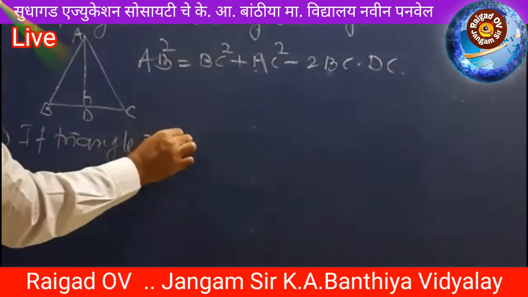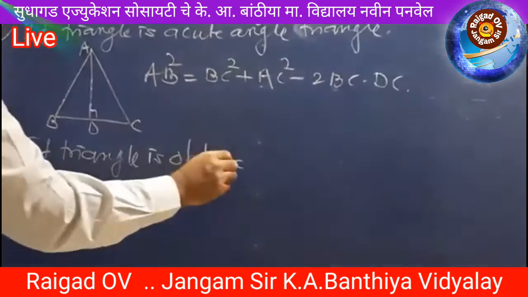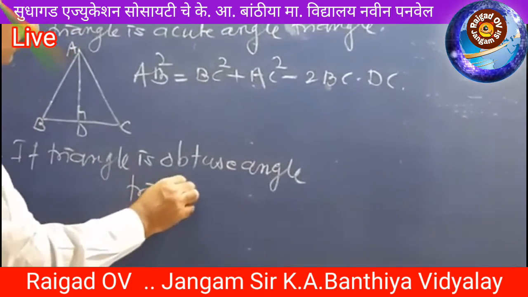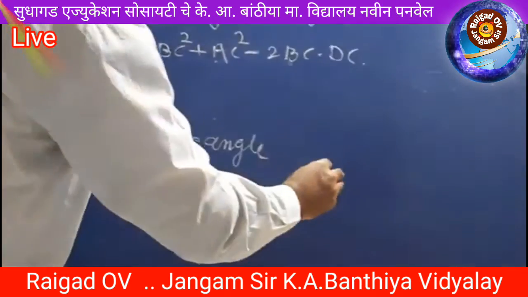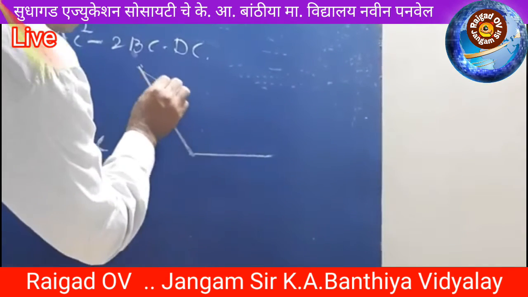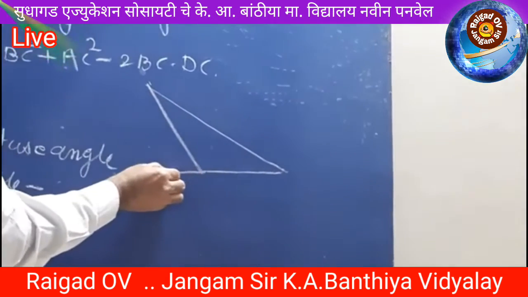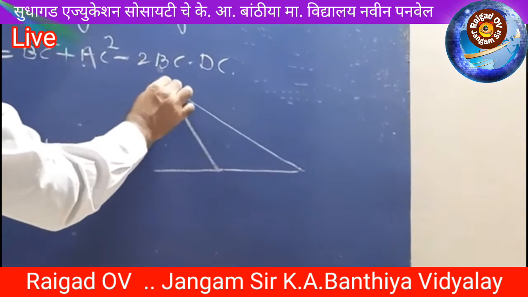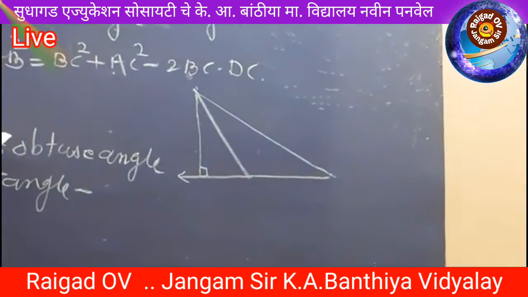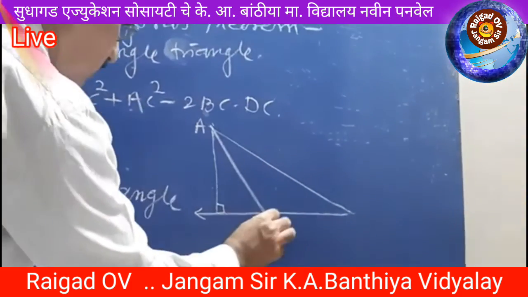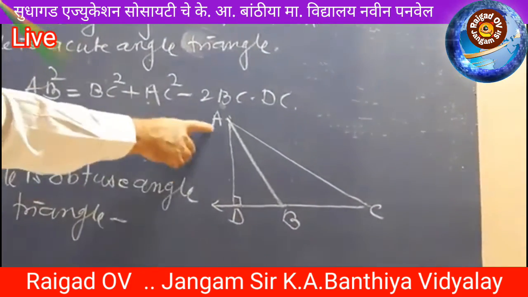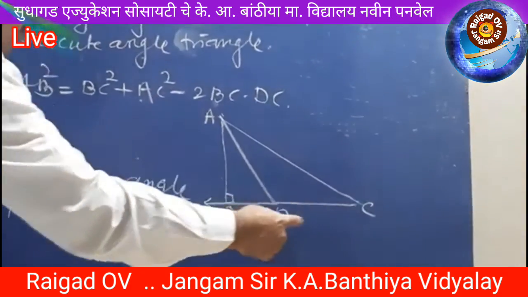If the triangle is an obtuse angle triangle. This is a triangle which is an obtuse angle triangle. Extend this base, then draw a perpendicular. This is the perpendicular. Again, name this figure. This is the original triangle ABC and this is the perpendicular. That means segment AD is perpendicular on side BC.